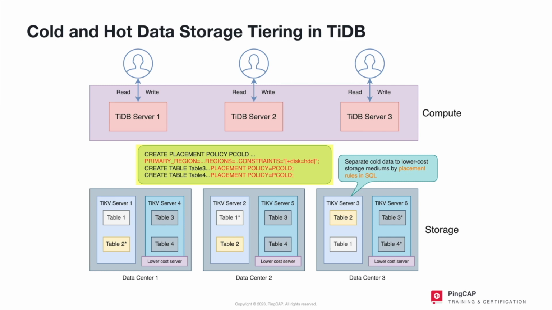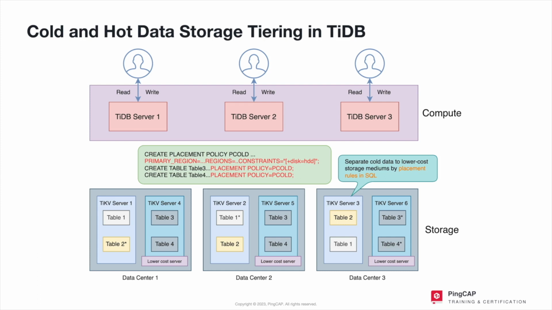So when creating tables 3 and 4, we specify their placement policy as pcold. As a result, these tables are placed in the inexpensive storage servers TiKV4, 5, and 6, which, as we mentioned earlier, are designated for storing cold data. The high-performance SSD storage servers TiKV1, 2, and 3 were designated for hot tables, Table 1 and Table 2, to use. It's important to note that we can partition some historical data, that is cold data, and set it in a separate placement policy.